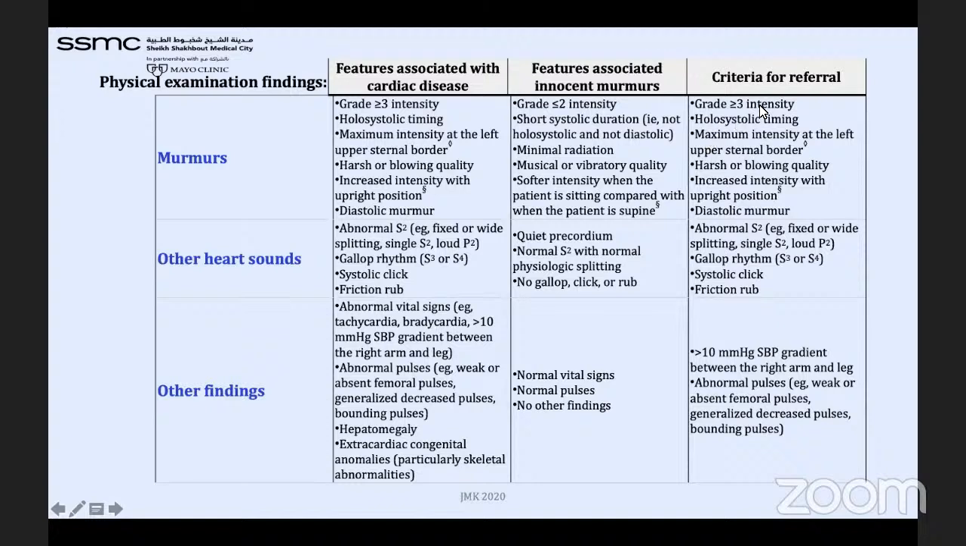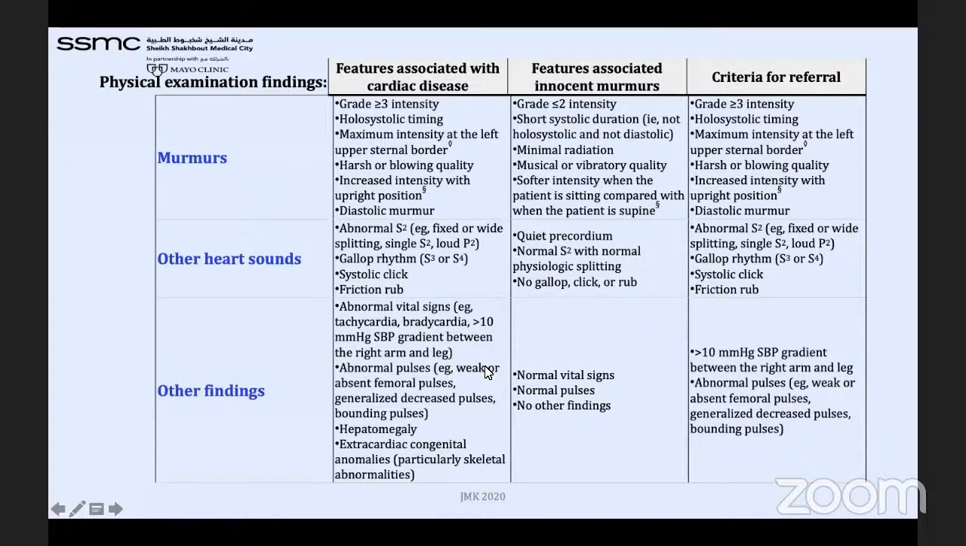So if you have a murmur with higher intensity, holosystolic and diastolic murmur, harsh or blowing quality, then it fits the criteria for referral. Other heart sounds: S2, gallop rhythm, systolic click, friction rub, quiet precordium. If a normal S2 with normal physiological splitting, that's fine. No gallop, click, or rub, then it is innocent. If it is gallop rhythm, S3, systolic click, or friction rub, then it is a criteria for referral.